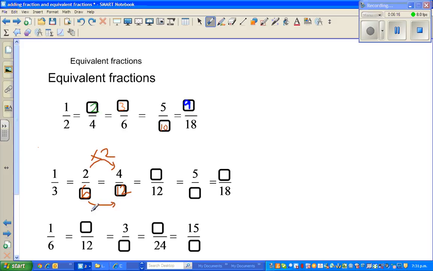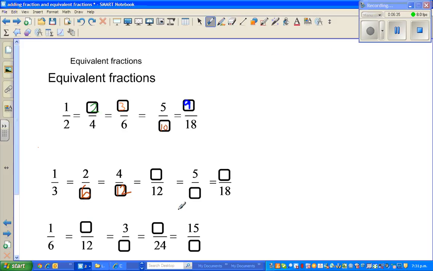So it is 6 times 2 is 12. So we can say that 1/3 is the same as 2/6, and 2/6 is the same as 4/12. Okay. Now let us continue. Let us use red now.